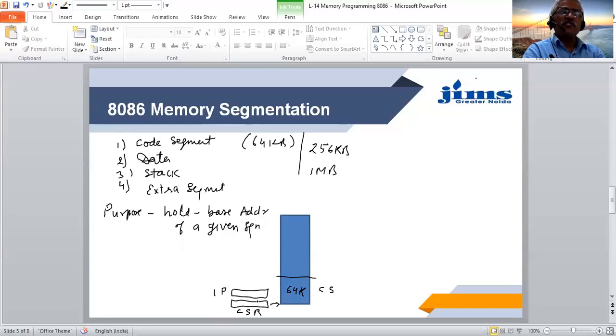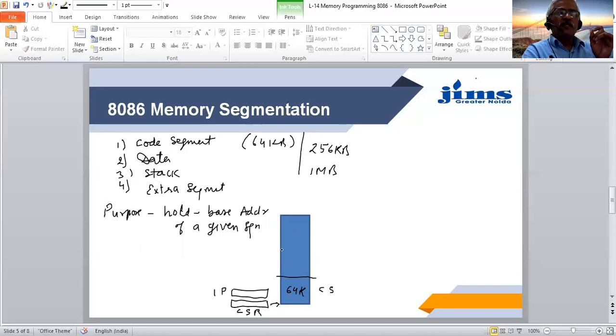Now you have 2 registers for this segment, that is a code segment. You have the base address stored into the code segment register, and its offset is stored into the IP. As far as the instructions are concerned, they are stored into the code segment area. So how do we find out the physical address? There are different addressing schemes of the 8086 that we'll take up in the next slide.